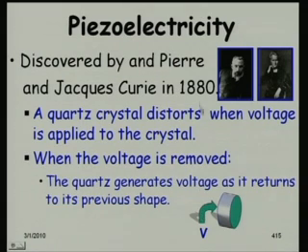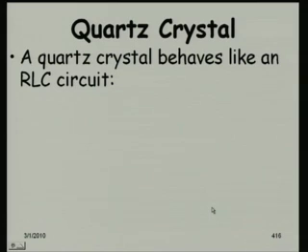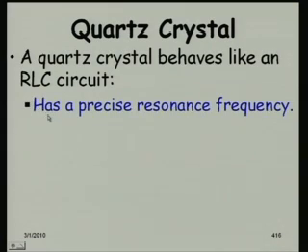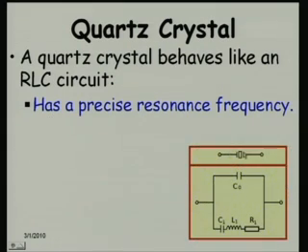So, this was the principle in 1880, but much later, about 50 years later, somewhere around 1925 or something, 23, this was applied to develop a clock. The idea is that a quartz crystal is like a RLC circuit, capacitance, inductance and resistance, and you know that every RLC circuit has a precise resonance frequency. So, just see here, this is the quartz crystal, and the equivalent circuit of this is this one, an RLC circuit.